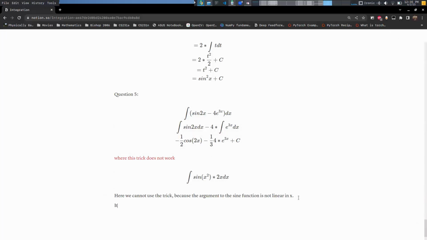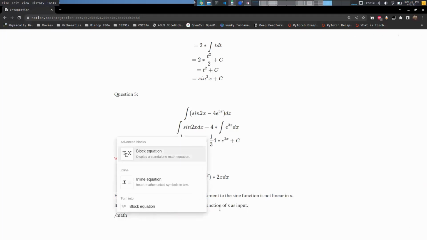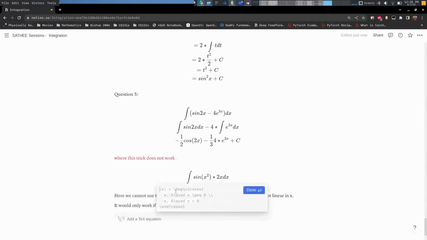So it would only work if we instead had a linear function of x as input. Later I'll show you an extensive list of examples where it will work. So here how are we going to solve this integral? This integral can be basically solved by taking x square as t.